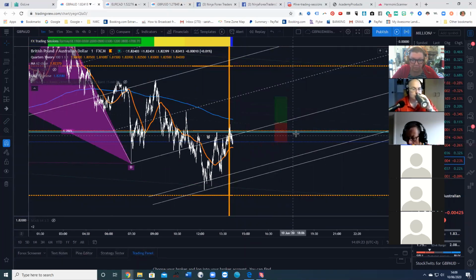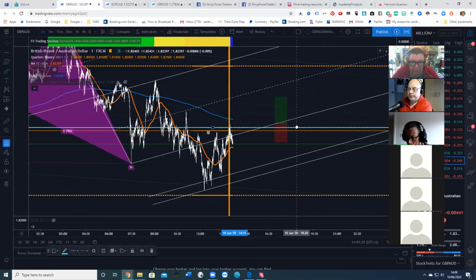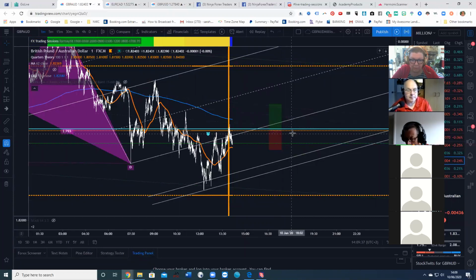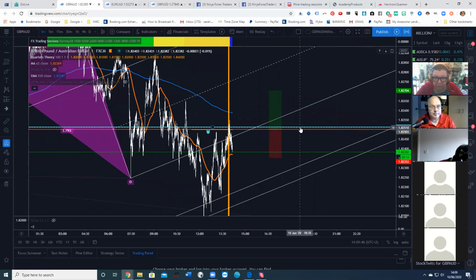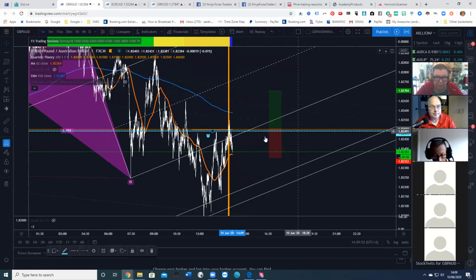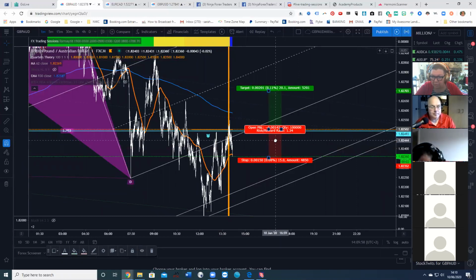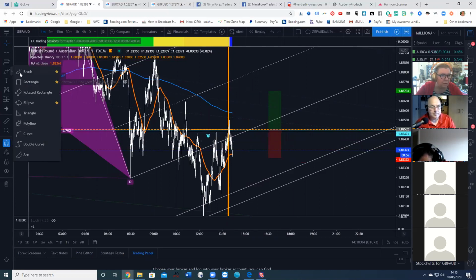So what have we got here? We've got the quarter theory and the pitchfork crossing. So we'd like our entry to be on the, let's see if I can magnify that for you. I'll put that back, that side of it. So you want it to be above quarter theory, above the 1.82500, and what we're going to be looking for is this.